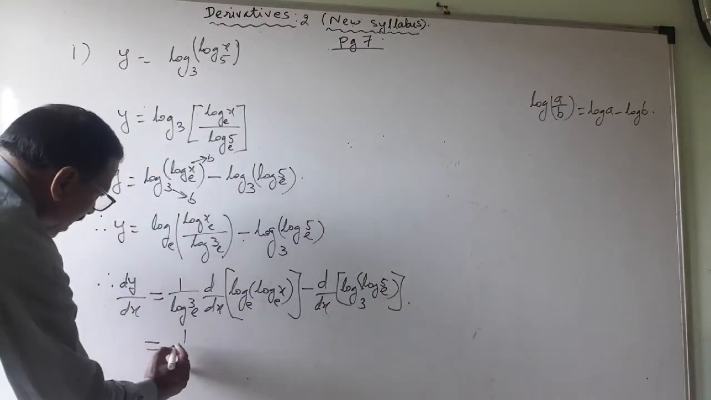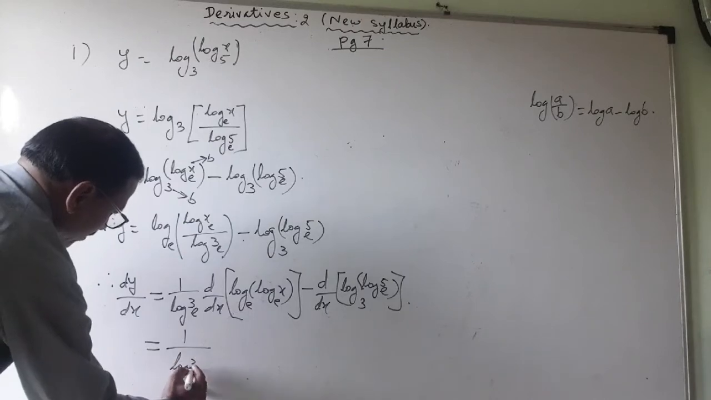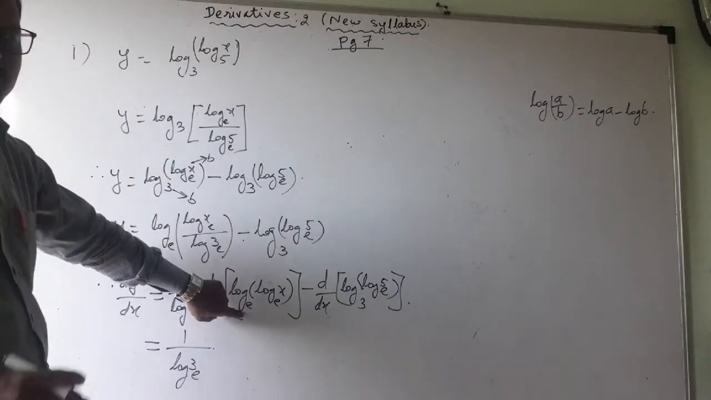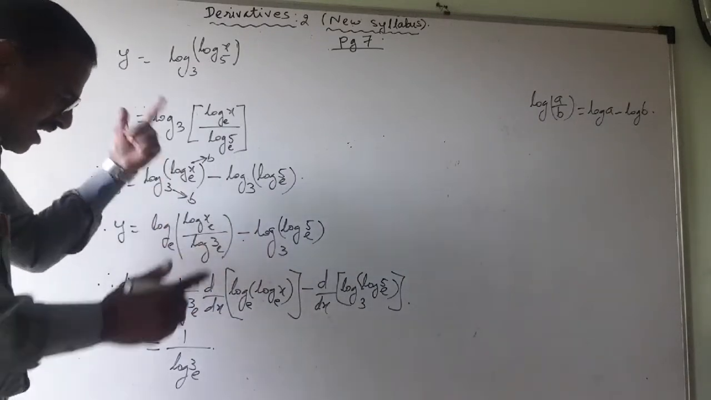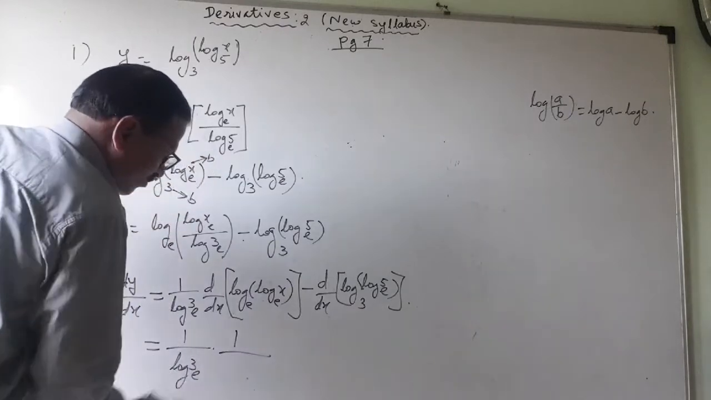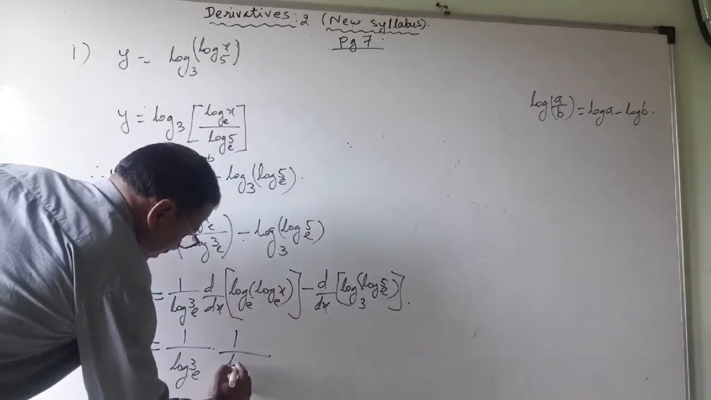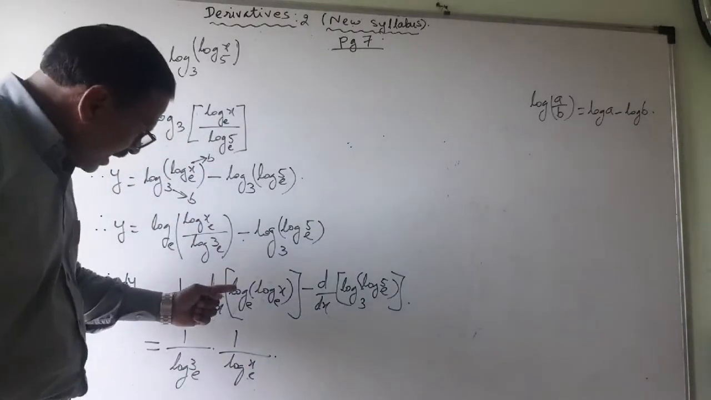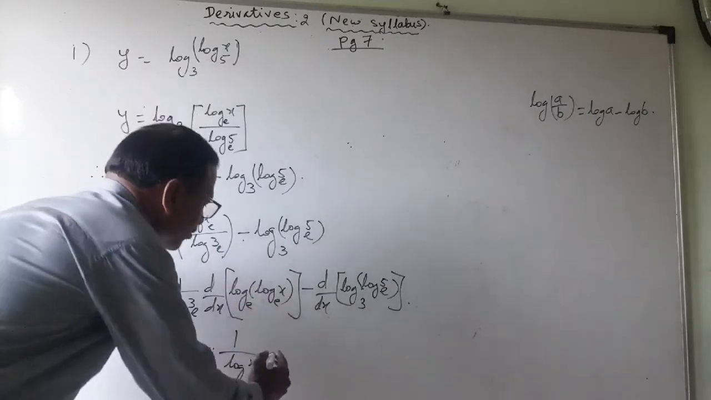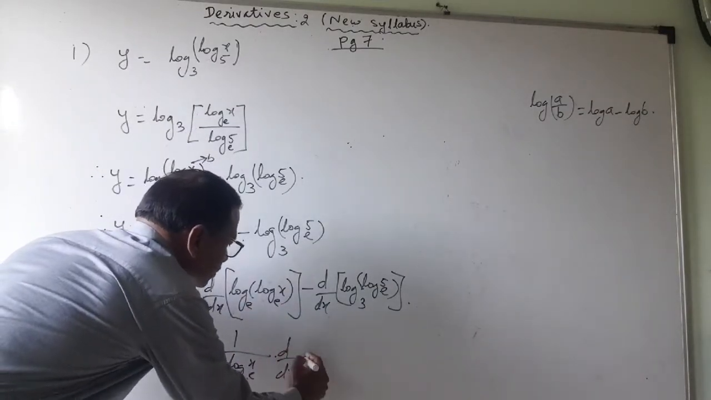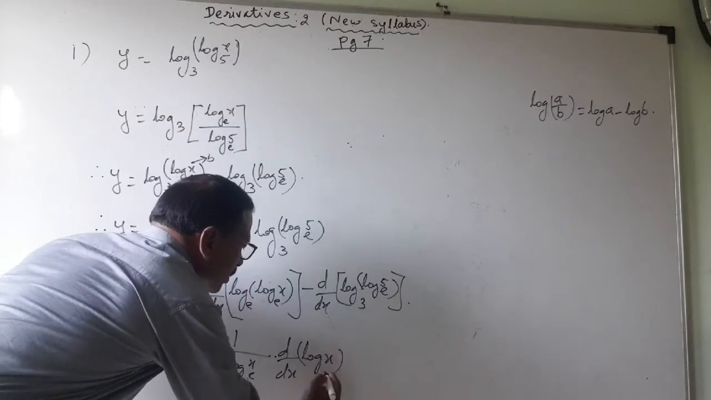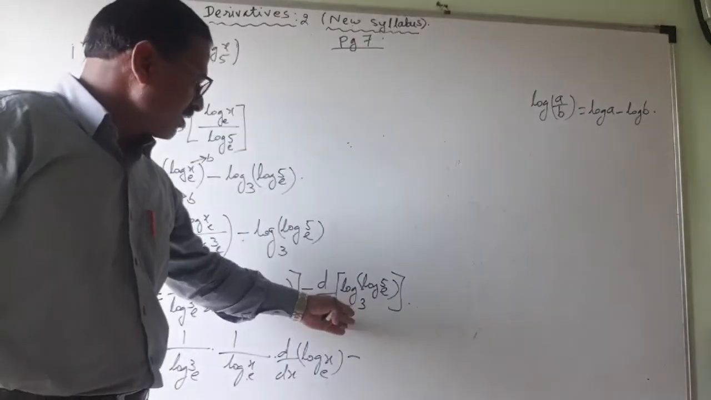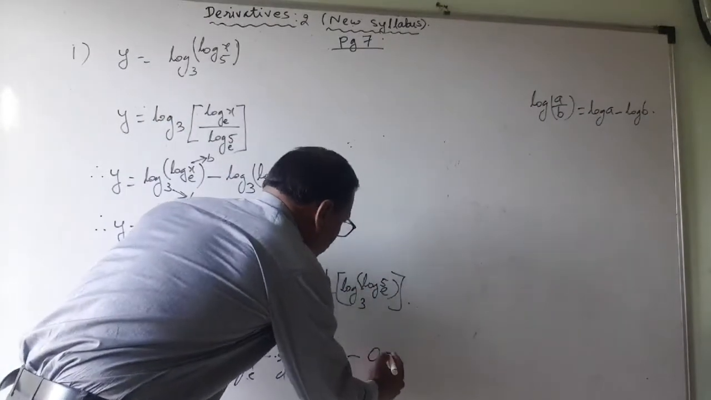That is equal to 1 upon log 3 to the base e into the derivative of this log. Base is e, so no problem. The derivative of this log is 1 upon log x to the base e into the derivative of this, d by dx of log x to the base e, minus the derivative of this. What will it be? It is a constant, 3 constant, 5 constant, so it is 0.